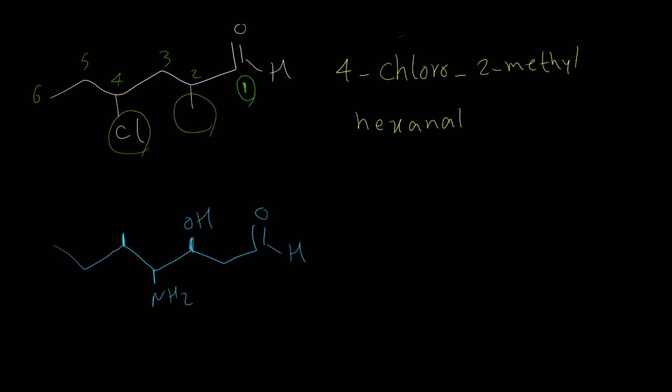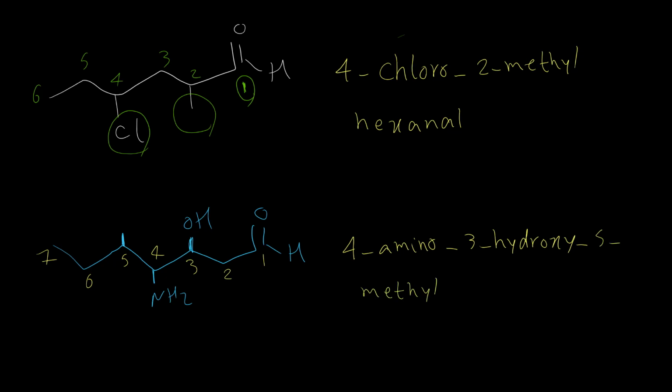If we want to name this compound, we should start to put numbers from the aldehyde functional group. Then based on the alphabet, the first group is amino. NH2 is amino. Then on carbon 3, we have hydroxy. Then on carbon 5, there is methyl. And then 7 carbons is going to be heptanal.